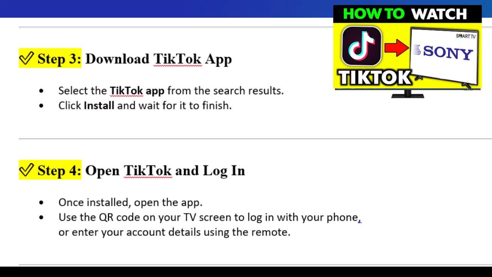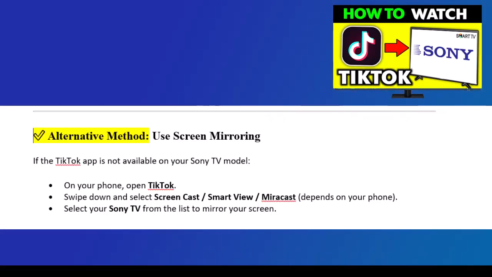Step 4. Open TikTok and log in. Once installed, open the app. Use the QR code on your TV screen to log in with your phone, or enter your account details using the remote. Alternative method, use screen mirroring.